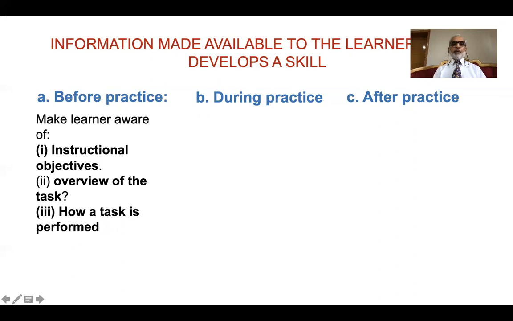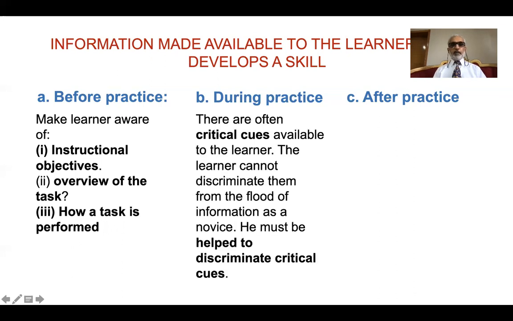And when he's practicing the skill during learning, there are often critical cues available to the learner. The learner cannot discriminate them from the flood of information as a novice. He must be helped to discriminate the critical cues which are available to him, which will result in performance of the skill. When he's performing a skill, he's going through the steps correctly. And once they have done a skill, the learner needs to be given constructive feedback.